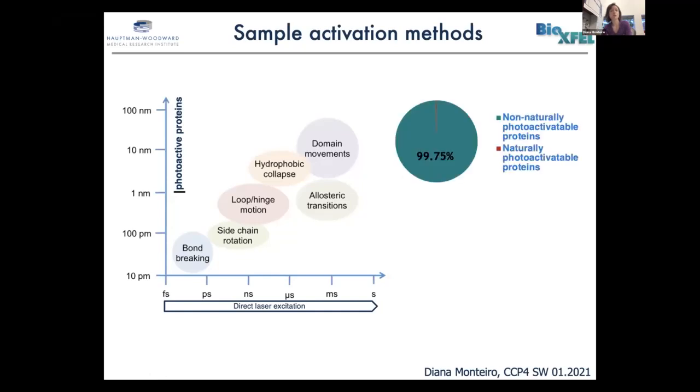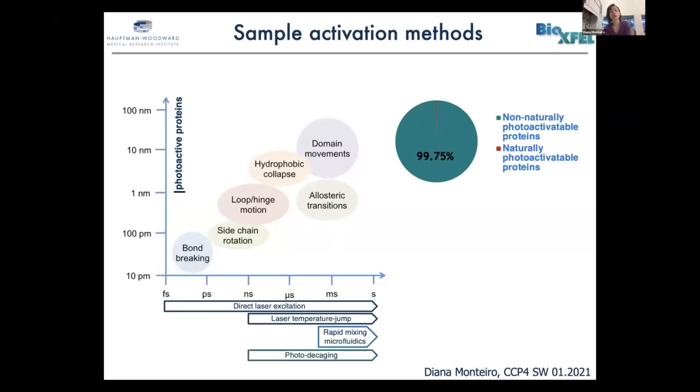Now, only about 0.25% of proteins are naturally activatable. So of course, this is going to bring us into my most recent field of research, which is how can we actually trigger and synchronize. So there are other methods. There are some temperature jumps, which also use lasers, where you basically populate some different states of your enzyme by increasing temperature. There is mixing, which mostly is done through microfluidics.